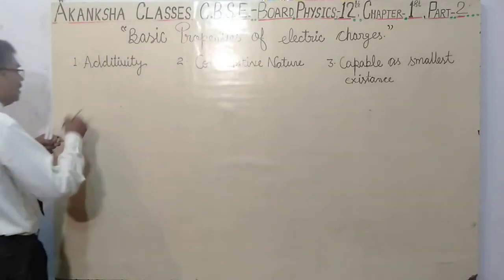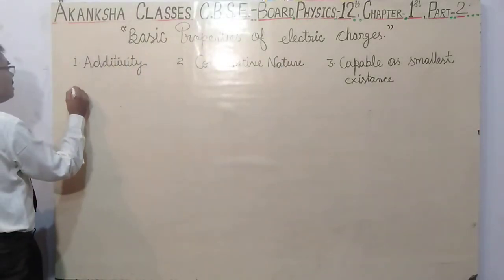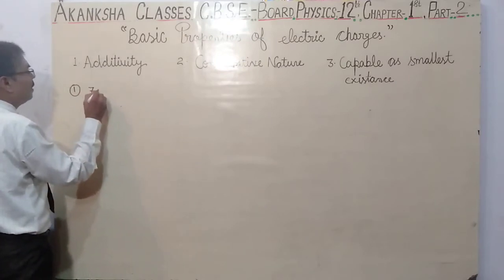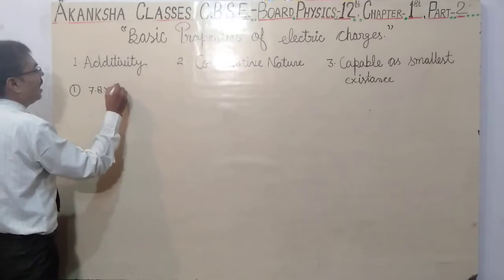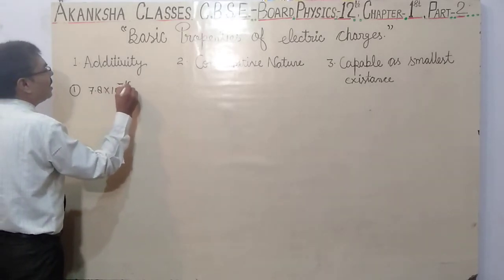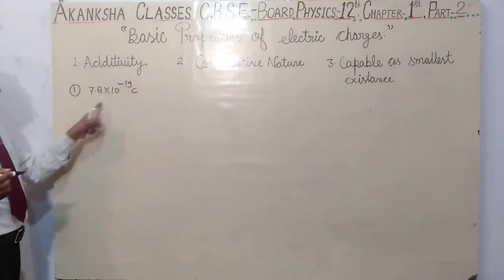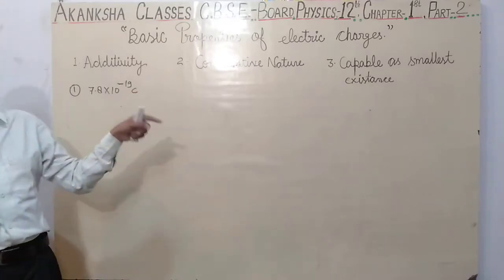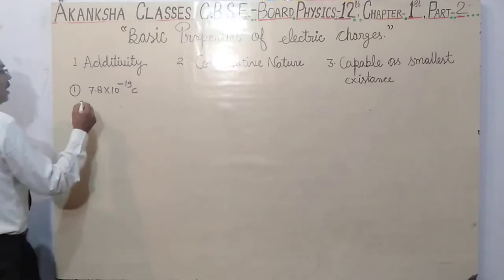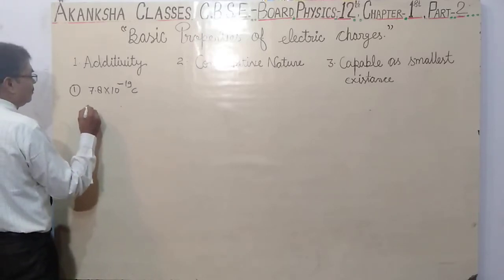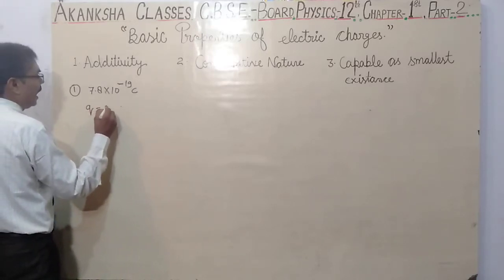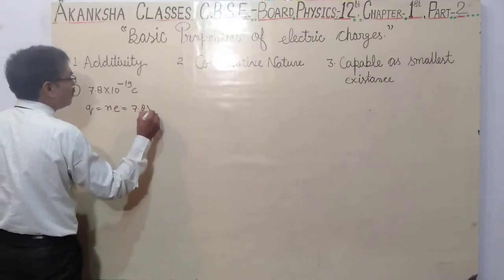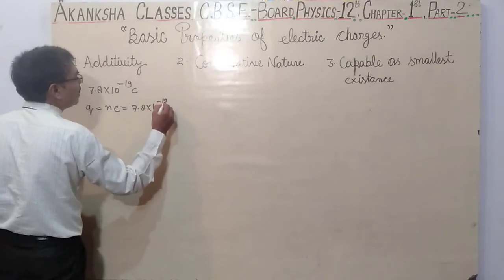First we have to check some more examples. Check if the given charges are real or not. You have been given 7.8 into 10 power minus 19 coulomb. You have to tell if this charge can exist in nature or not. You know very well, Q equals N E equals 7.8 into 10 power minus 19 coulomb.